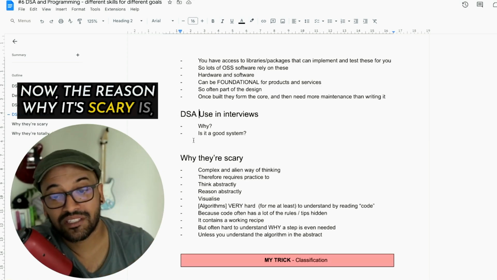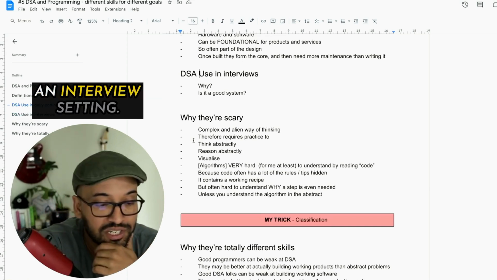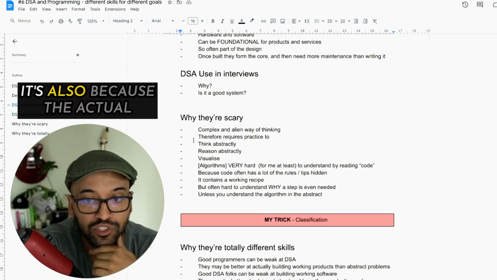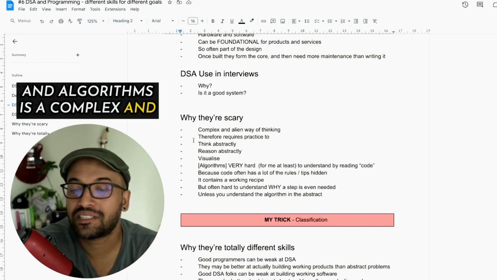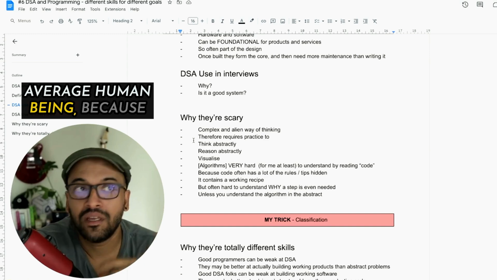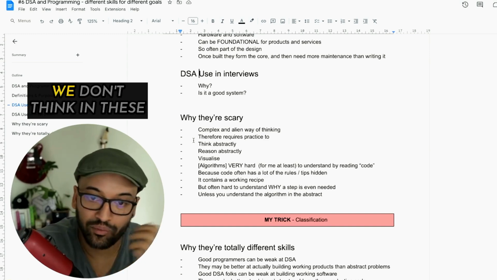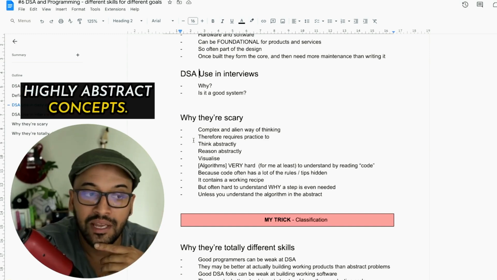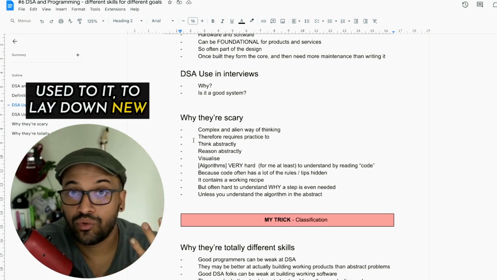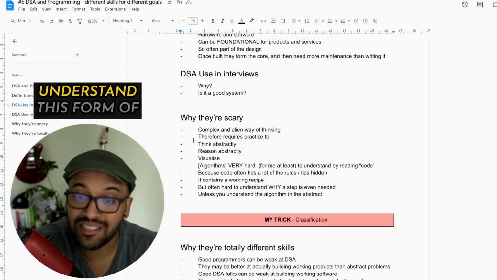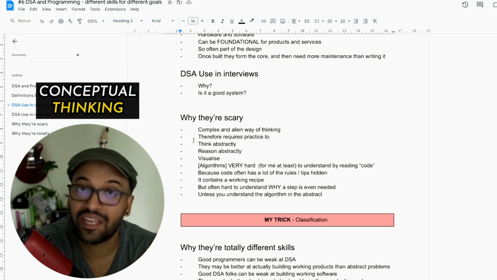Now, the reason why it's scary is, like I said, it's not just an interview setting. It's also because the actual approach to data structures and algorithms is a complex and alien way of thinking for the average human being, because most of us don't think like this, right? We don't think in these highly abstract concepts. And therefore, it requires practice for the brain to get used to it, to lay down new neural pathways so that you can understand this form of conceptual thinking and abstract thinking.